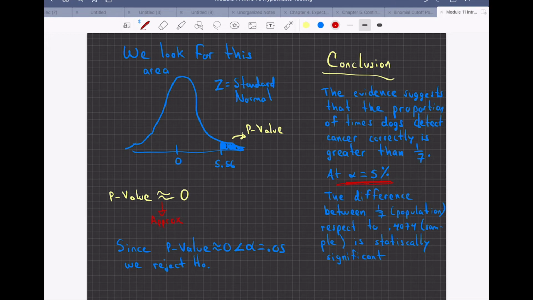So this is the structure for any hypothesis test. All right? As we are doing more exercises, I hope you get familiar with this. All right, let's continue with more examples.